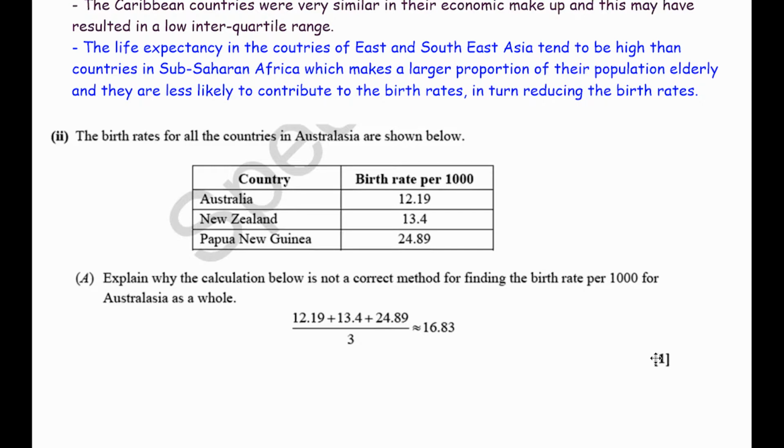To find the average, we would have to do 100 times 48 for the students who sat it on Monday, and 50 times 2 for the students who sat it on Tuesday. Put those all together and divide that by 50. Now that's going to give us the actual average, which will be a lot closer to 100. It is a lot more representative than the other calculation or non-calculation. Similar things happening here. If we don't take into account the population size of each of these countries, we have not actually found the average birth rate for Australasia as a whole.